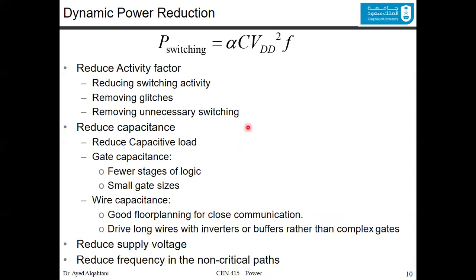Also, we reduce the supply voltage, and this happens in every generation. As a new generation comes, the VDD should be reduced. But unfortunately, at this time, we are reaching a wall where we cannot reduce the voltage anymore. And we also reduce the frequency of the non-critical paths. This way, the frequency is reduced and the power will be reduced. We can't reduce the frequency at the critical path because it will directly affect the performance.